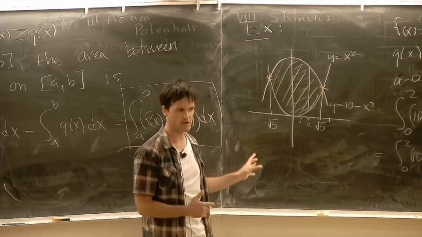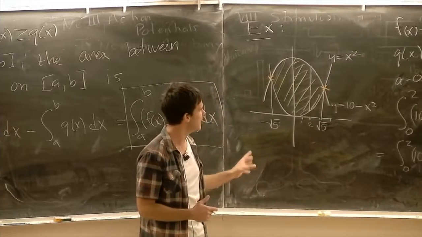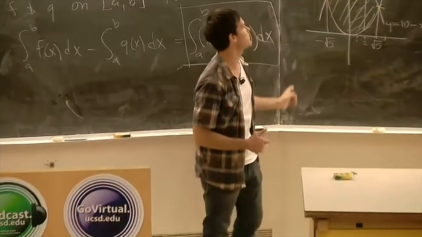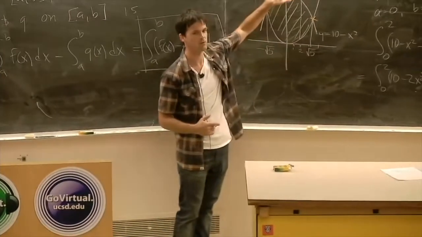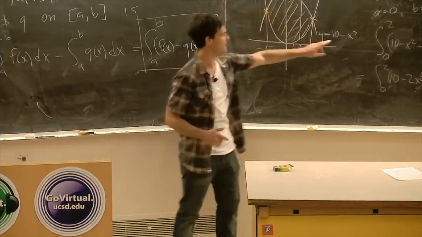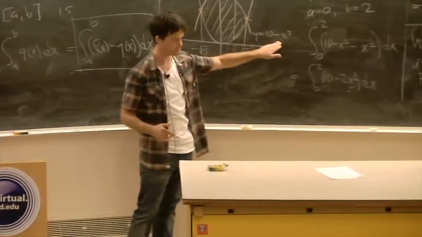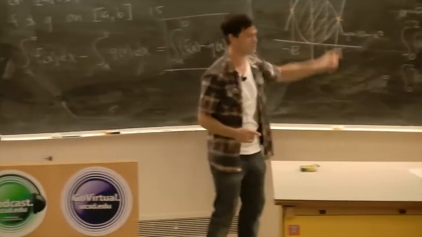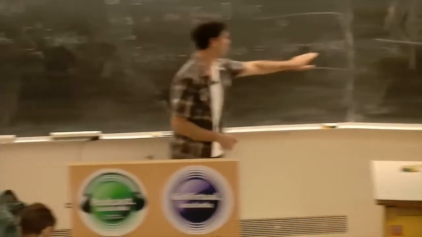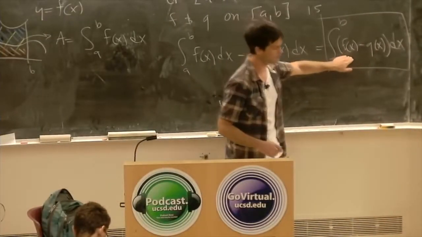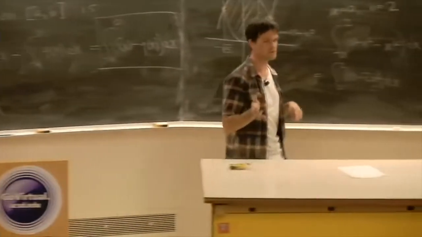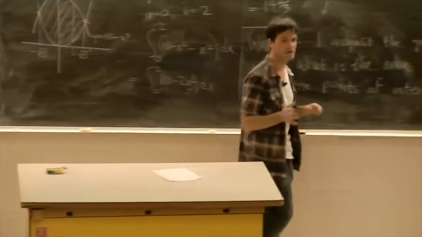It was nice because we had the picture. And in the picture, what you needed to figure out was which is the one on top. The one on top was the 10 minus x squared. The one on the bottom was the x squared. So you subtract the one on the bottom from the one on the top. But sometimes it's not always that obvious.